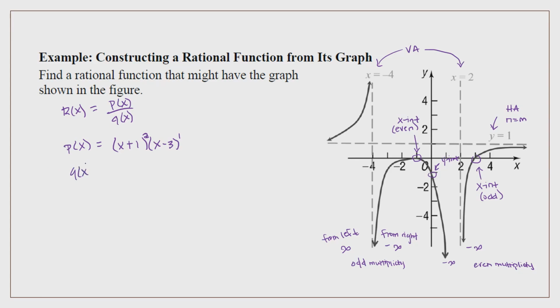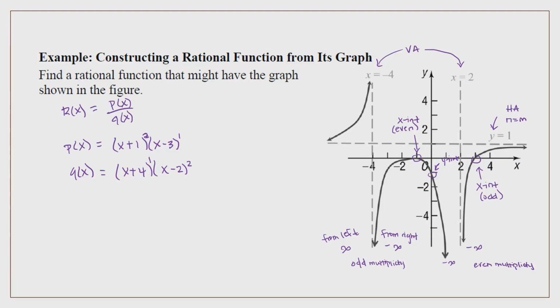Now for q of x, this is the denominator, and of course we want it in lowest terms. This determines the vertical asymptotes, so we set the denominator equal to 0 to find them. We have a vertical asymptote when x equals -4 and x equals 2. So the factors would be x plus 4 and x minus 2. Since the vertical asymptote at x equals -4 has an odd multiplicity, we'll give that a power of 1, and the vertical asymptote x equals 2 has an even multiplicity, so we'll give that 2.